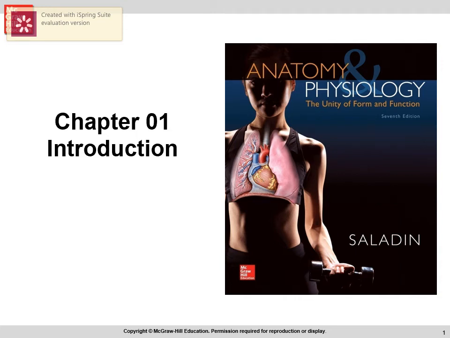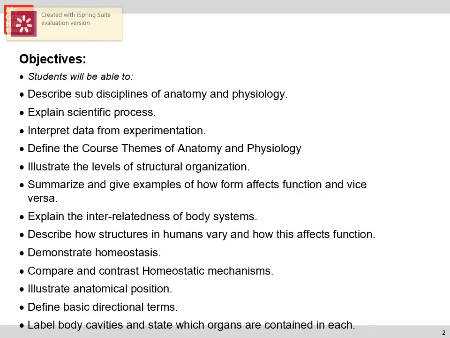This chapter will cover the introduction of anatomy and physiology. We'll look at some major terminologies and just an overview of what anatomy and physiology will cover. The main objectives of this chapter are to get you introduced to various subdisciplines of anatomy and physiology, just an overview of scientific experiments and how they collect data from experimentation.